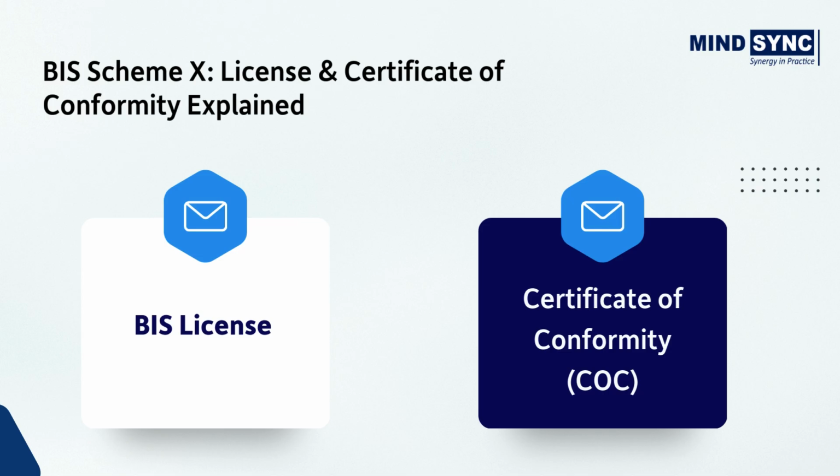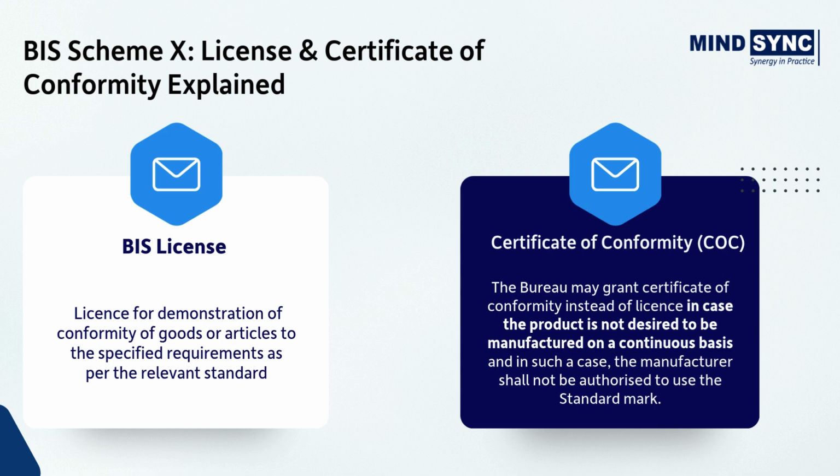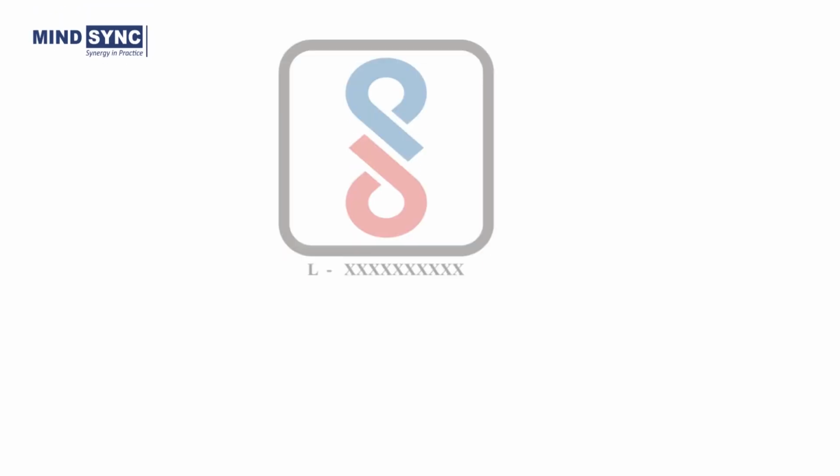Under it you can apply either for a BIS license or certificate of conformity. License for demonstration of conformity of goods or articles to the specified requirements as per the relevant standard. The Bureau may grant certificate of conformity instead of license in case the product is not desired to be manufactured on a continuous basis, and in such a case, the manufacturer shall not be authorized to use the standard mark.